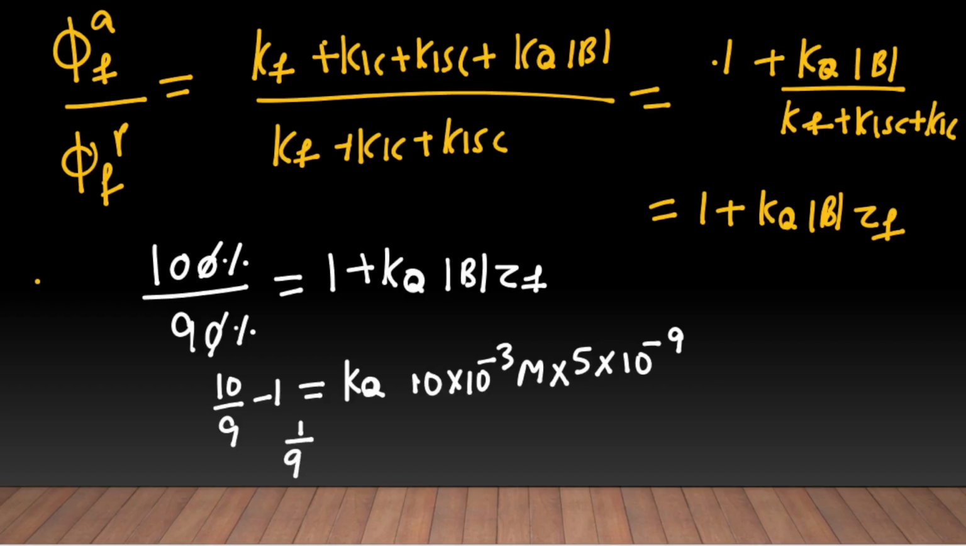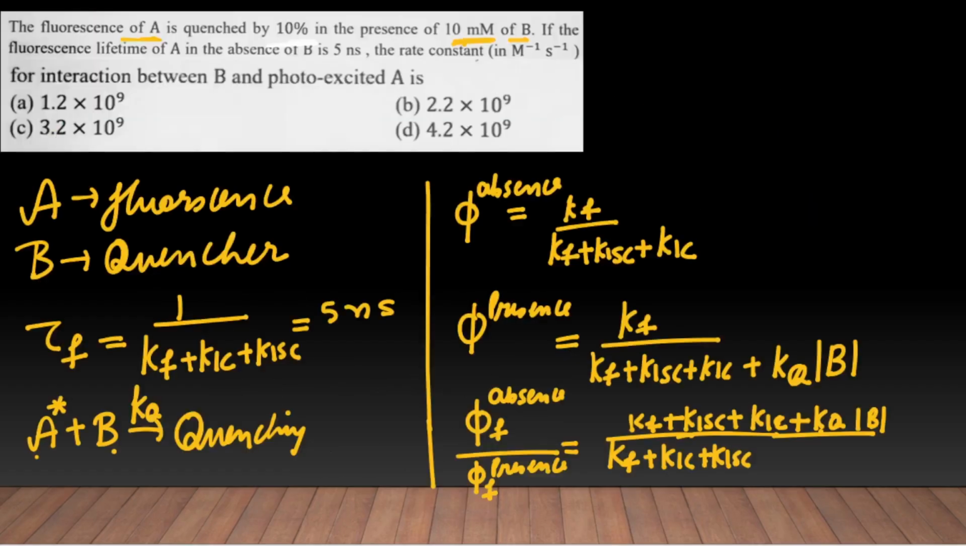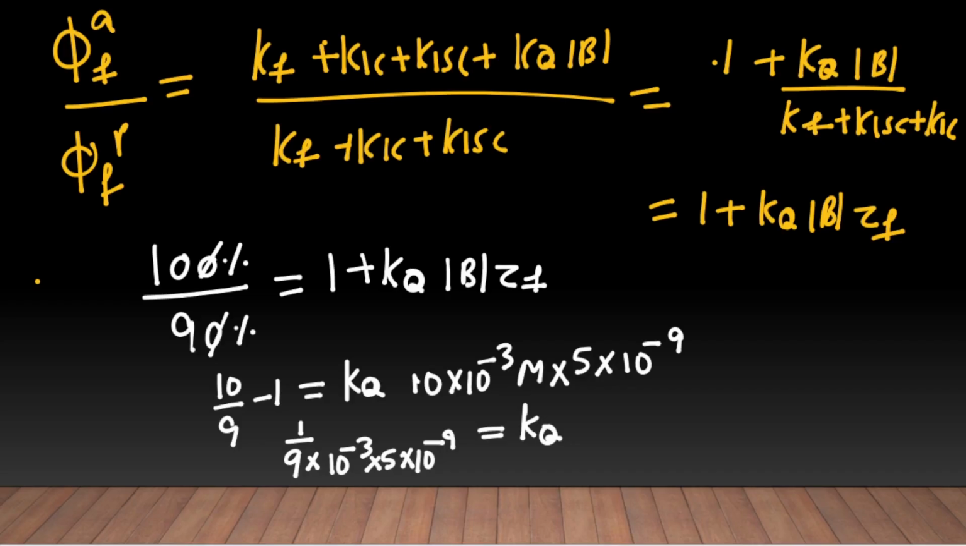It will become 1 by 9 upon 10 raised to the power of minus 3 into 5 into 10 raised to the power of minus 9. This is going to give us the KQ value, which we will be getting as 2.2 into 10 to the power of 9. So this is the value of the KQ.